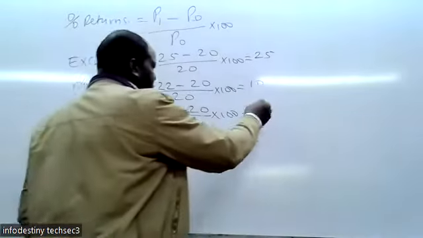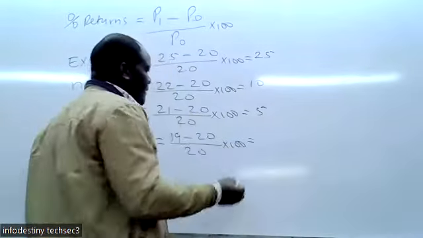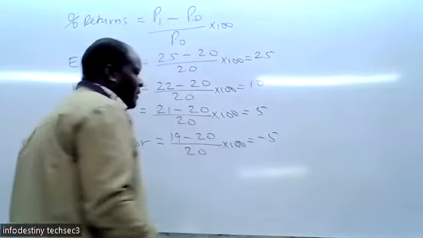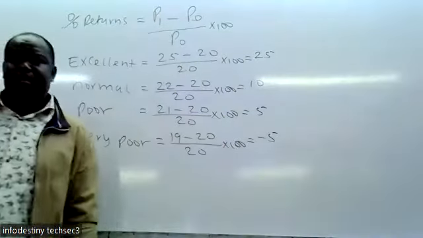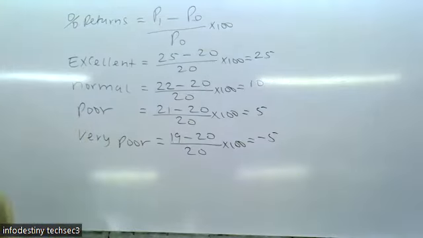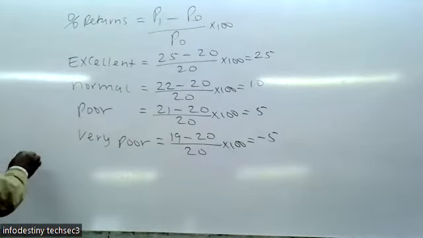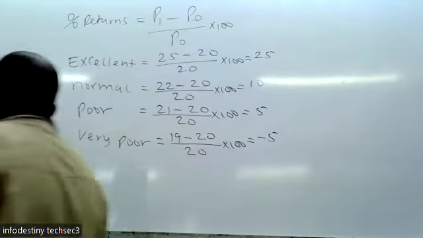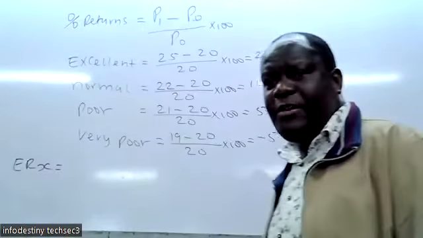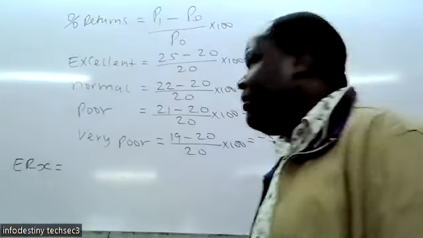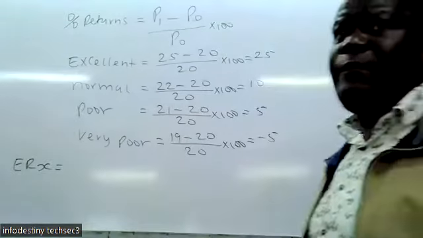That one is 5. The last one is negative 5. Those are the percentage returns for each. But now after that, we get the expected return. We can assume it is share X, and we want to get the expected return for X.